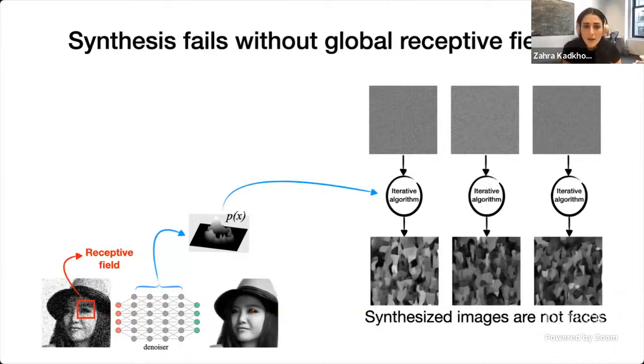And as you can see, these images are failures. We don't have faces. The denoiser does not generate faces. You might see features of the face in these texture-like images that are generated, but we're definitely missing the global structure of the face. And this failure is due to the small receptive field size.